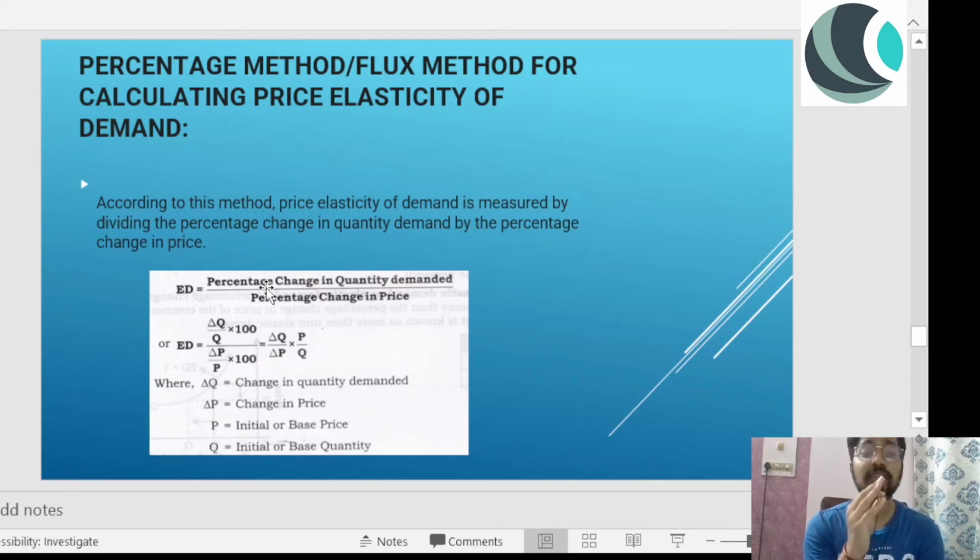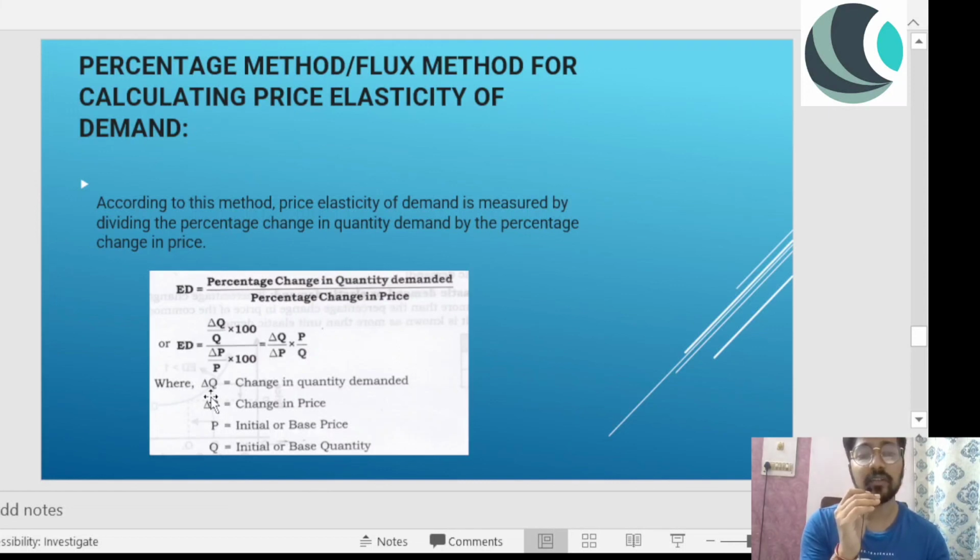So the percentage method, and it is also known as the flux method. While you are preparing for any competitive examination, you should know what else it is called by. So percentage method, flux method for calculating price elasticity of demand. According to this method, price elasticity of demand is measured by dividing the percentage change in quantity demanded by the percentage change in price. So that is how we will get it.